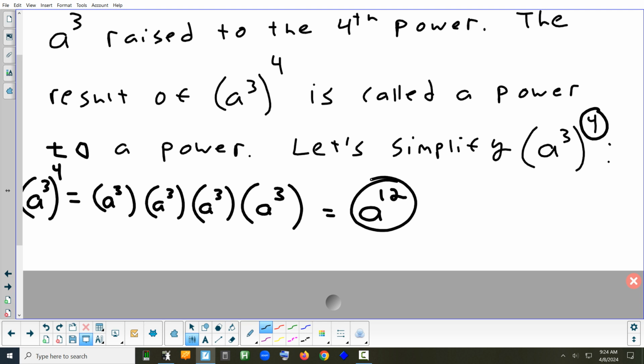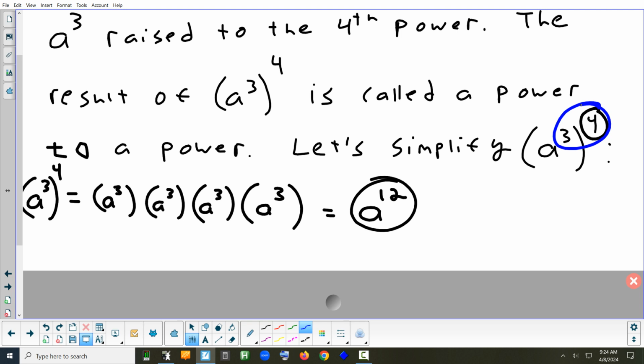4 and 3. Does anybody see how you can combine a 4 and a 3 and get a 12? And the hint, it's not adding them. You don't add them together. Multiply them. Yes, you multiply them.